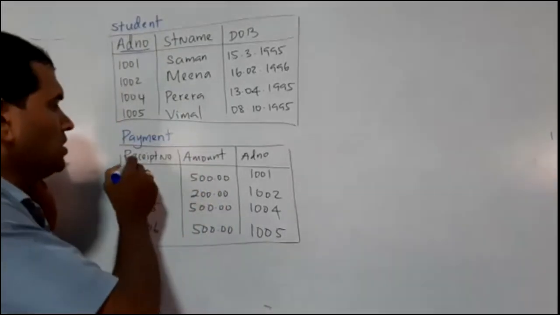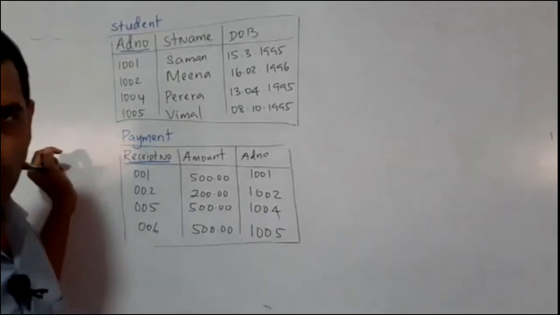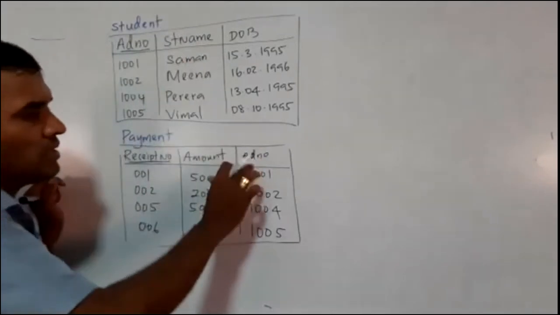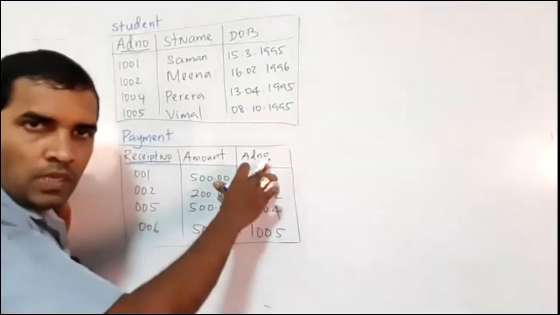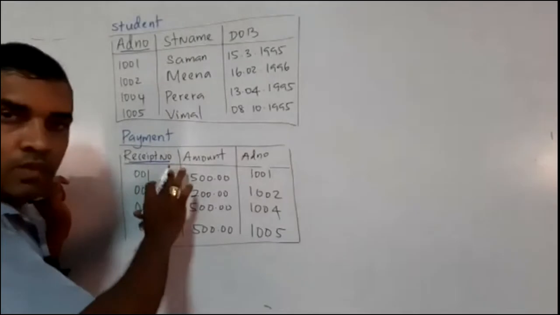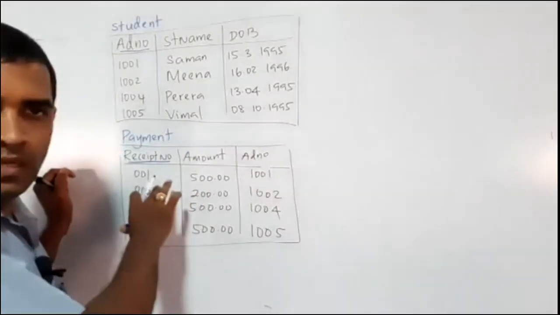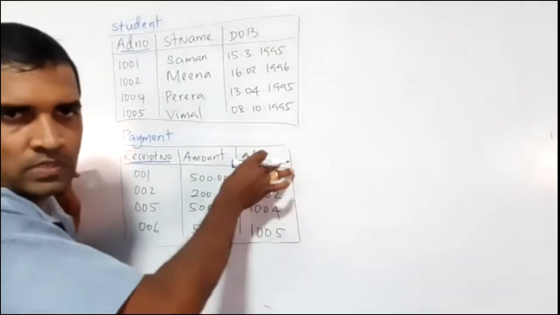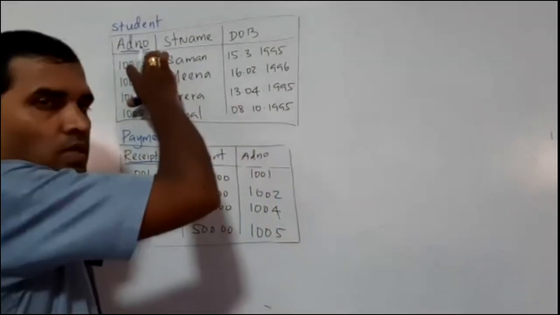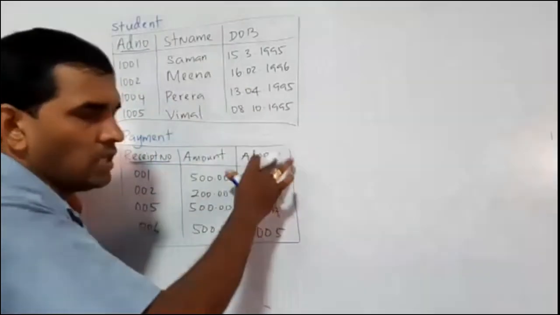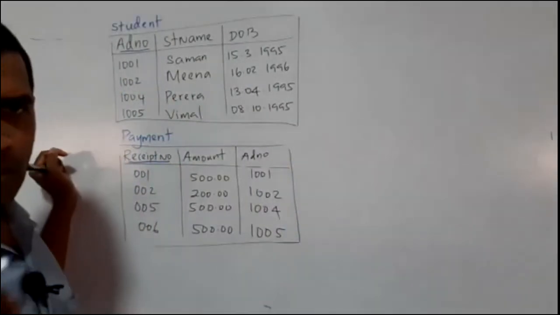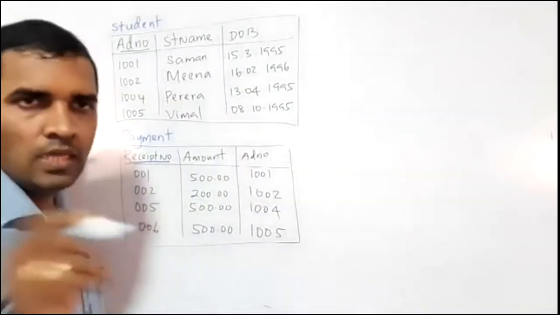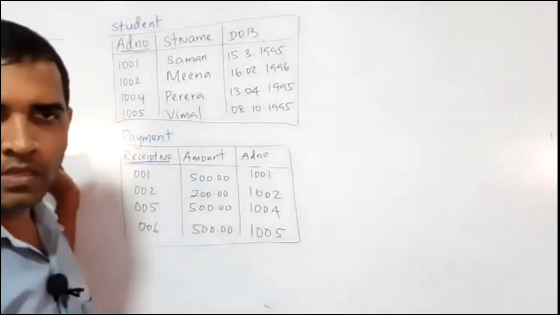But here in the payment table, I take received number as the primary key. So ADNO is the primary key of the student table, but the same admission number is found in the payment table. That is not the primary key because the primary key has already been defined. Received number is the primary key. So you know this is a foreign key. We studied that primary key of one table is connected with the foreign key of another table to make the relationship. Because of these two ADNO fields, the relationship has been created.